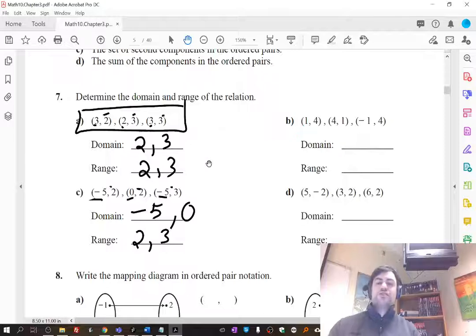This will get a little more interesting and maybe more challenging when we get to looking at a graph. We'll look at a graph and it'll ask you what's the domain and range of this graph. That'll be a new thing we'll take a look at down the road. So I'm going to end this video here. We'll come back and look at mapping.